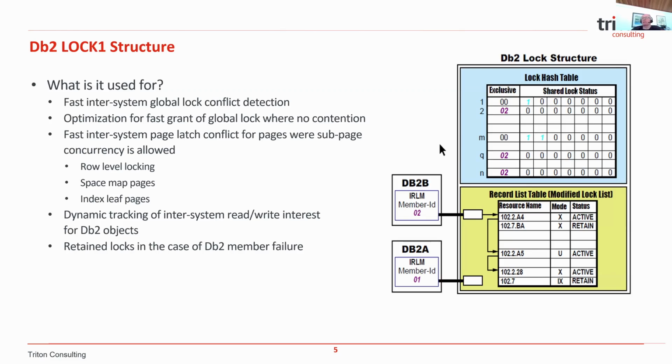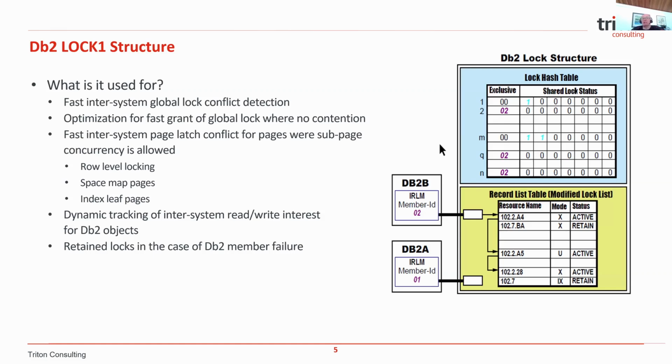And basically, if the exclusive byte is not filled in, let's say it's 00, then you know there's no inter-system read-write interest. On the other hand, if the exclusive byte is filled in and one of the other bits is set on, then that means there's inter-system read-write interest. So in most application systems, the vast majority of the locks can be granted without contention. And you certainly would like that to be the case, otherwise performance wouldn't be very good.